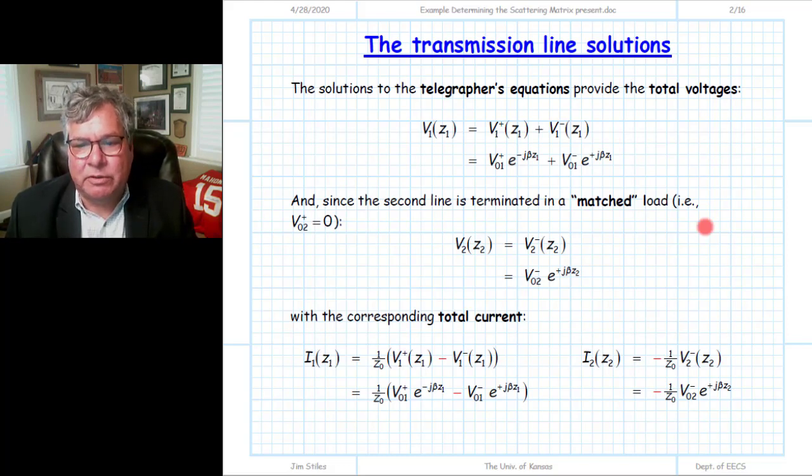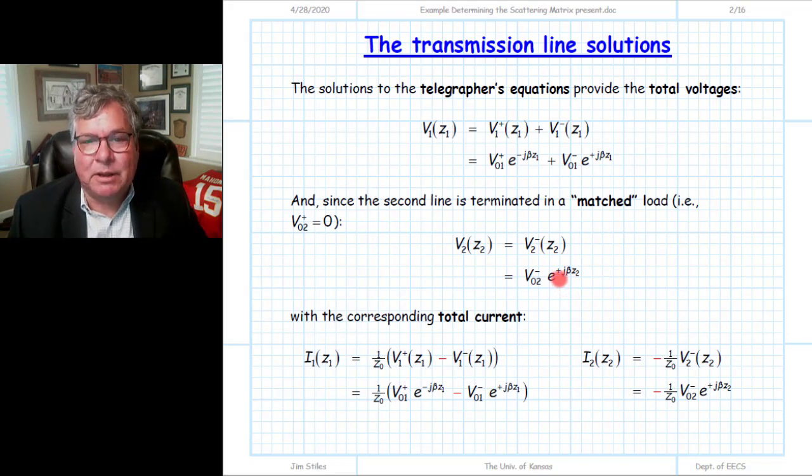We're going to go through, and we know the telegrapher equations on the transmission line at port 1, and we know the solution to the telegrapher equations for the transmission line at port 2. Here, though, we know that we've placed a matched load at the end of that transmission line. We are therefore going to make V02 plus equal to 0. In other words, there is no incident wave on port 2, and our total voltage along that transmission line consists therefore of simply the minus wave voltage, the scattered wave voltage, and we know from telegrapher equations what its form is.